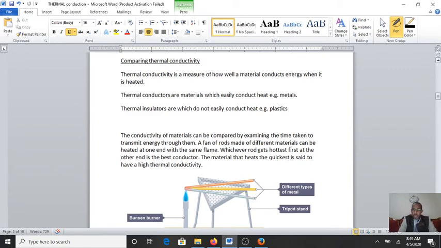Okay, then we need to bring in the concept of thermal conductivity. This is a measure of how well a material conducts energy when it is heated. So you find that some materials are better thermal conductors than others, and the material which has a very high thermal conductivity, we can just call it a thermal conductor. Those that have low thermal conductivity, we can call them thermal insulators. And you have these examples.